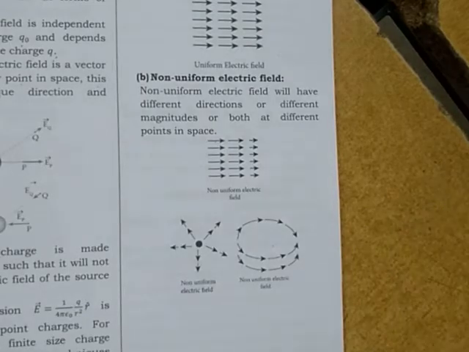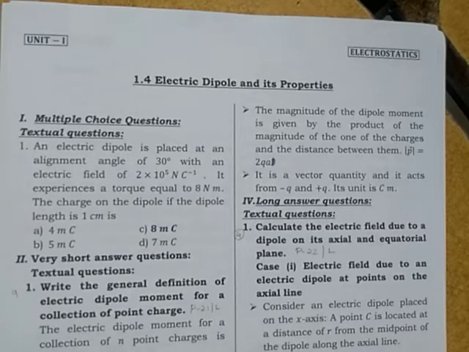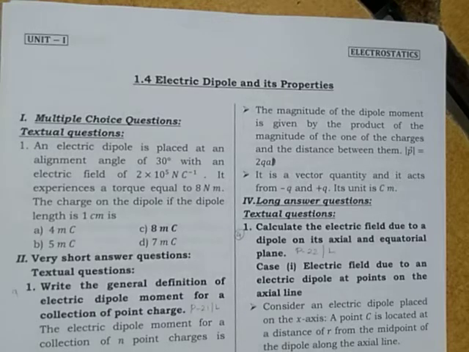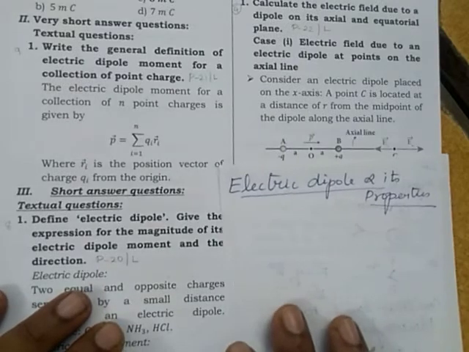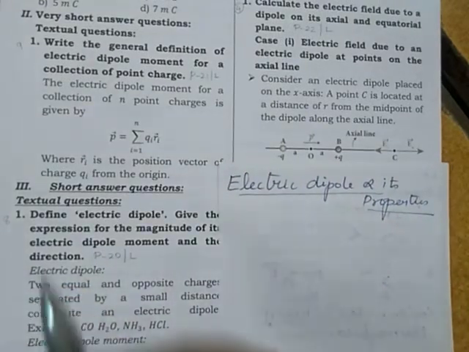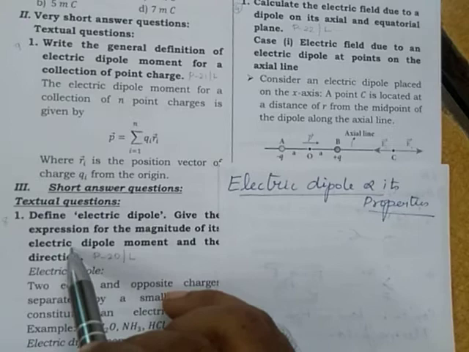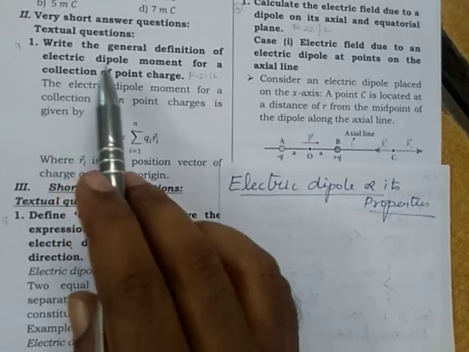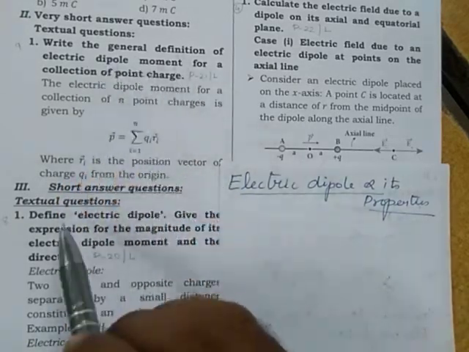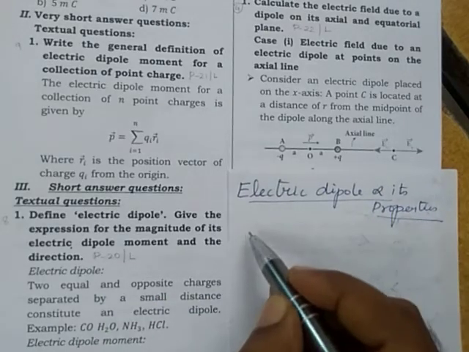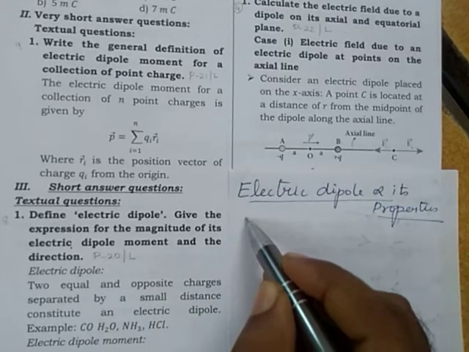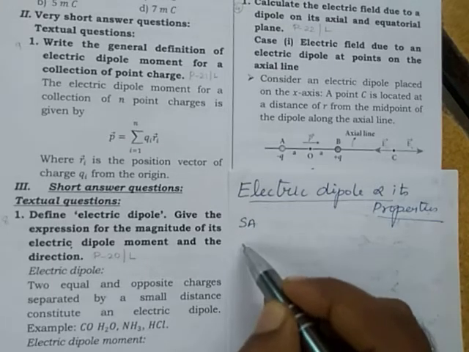Okay, our next subtopic, that is electric dipole and its properties. Okay, electric dipole. First of all, we have to know what is electric dipole. So I am considering this question first. Okay, then let me move for the general definition of electric dipole moment. Okay, first of all we need to know what is electric dipole. That is short answer first question.